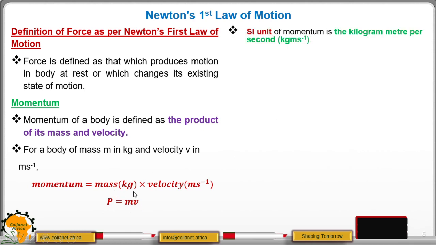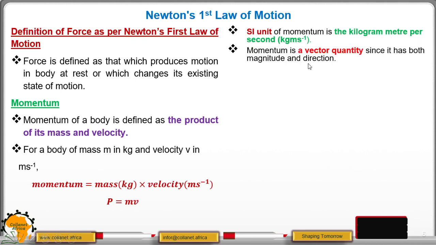From here, we can get the SI unit of momentum. Remember, we always get the SI unit by looking at the units that you are multiplying. For instance, here we are multiplying kg with meters per second. Therefore, the SI unit of momentum is the kilogram meter per second.